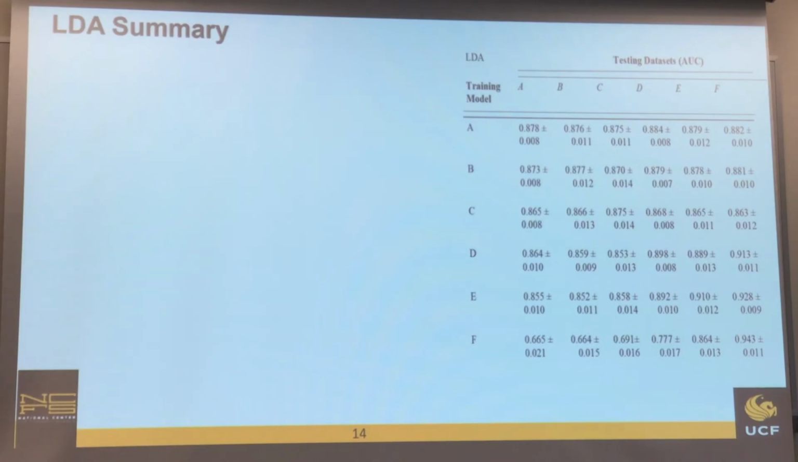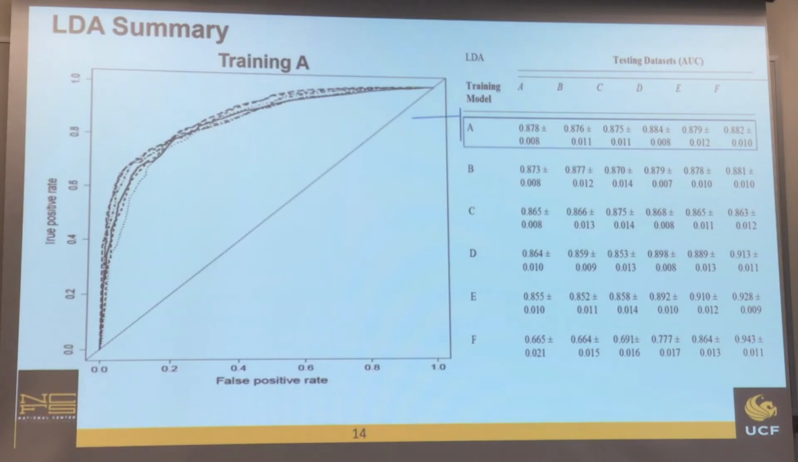Now here is a summary of all of the LDA data. You can see here that there are vast differences between which population distribution you use as the model. For example, once again looking at population distribution A as the model, you get pretty small variance between your testing data set and generally relatively high area under the curves.